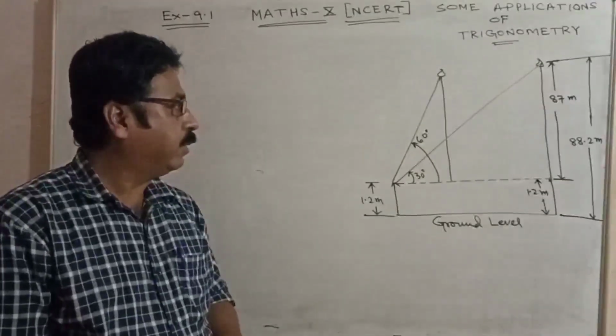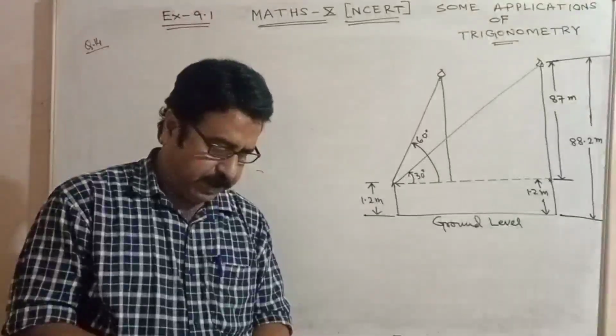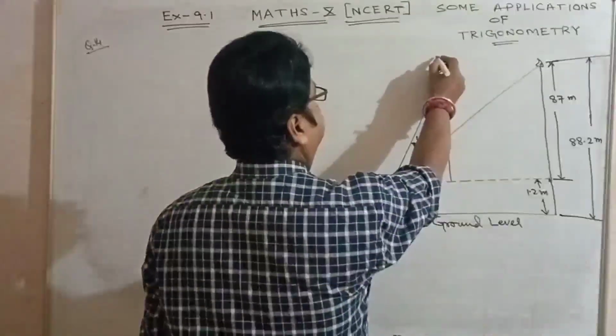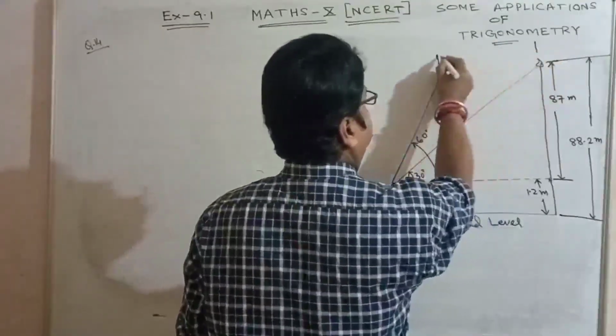Finally, what we have to calculate? Find the distance travelled by the balloon during this interval. That means this is the distance traveled. This we have to find. This much is the distance traveled.